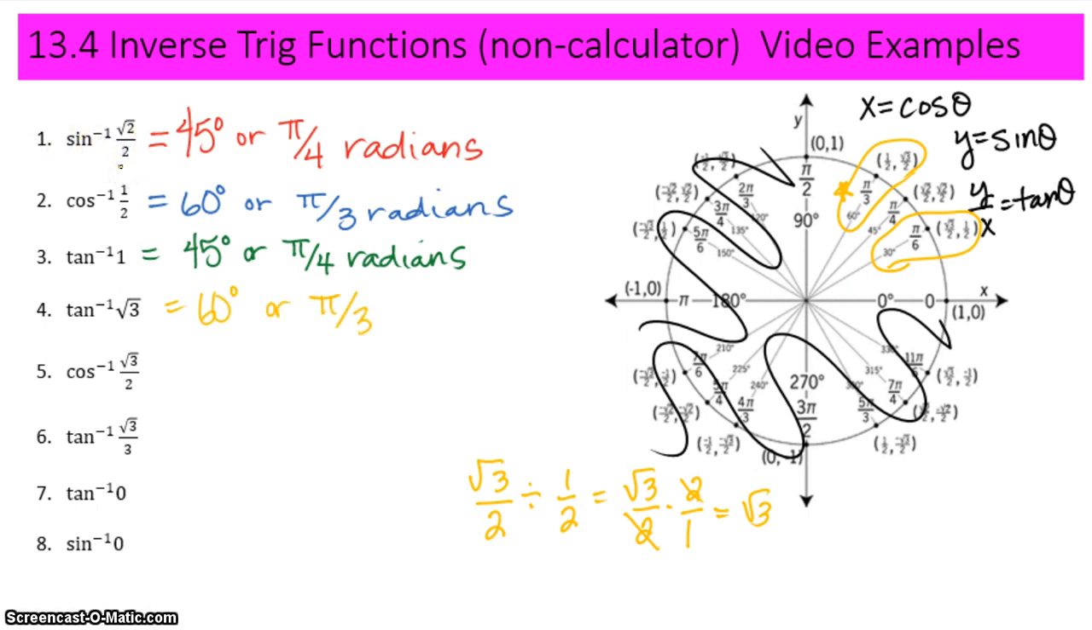If I was wrong, I would have gone ahead and tried the 30 degrees, the pi over 6, to see what came up there. So for your video examples now, I want you to finish 5, 6, 7, and 8, and we'll go over them tomorrow. Have a great day.